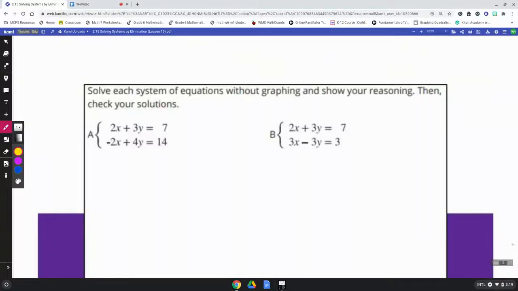So for today's lesson, we're going to continue practicing solving systems of equations by elimination. And this is page 263 in your Unit 2 book. All right, so we're going to solve each of these.